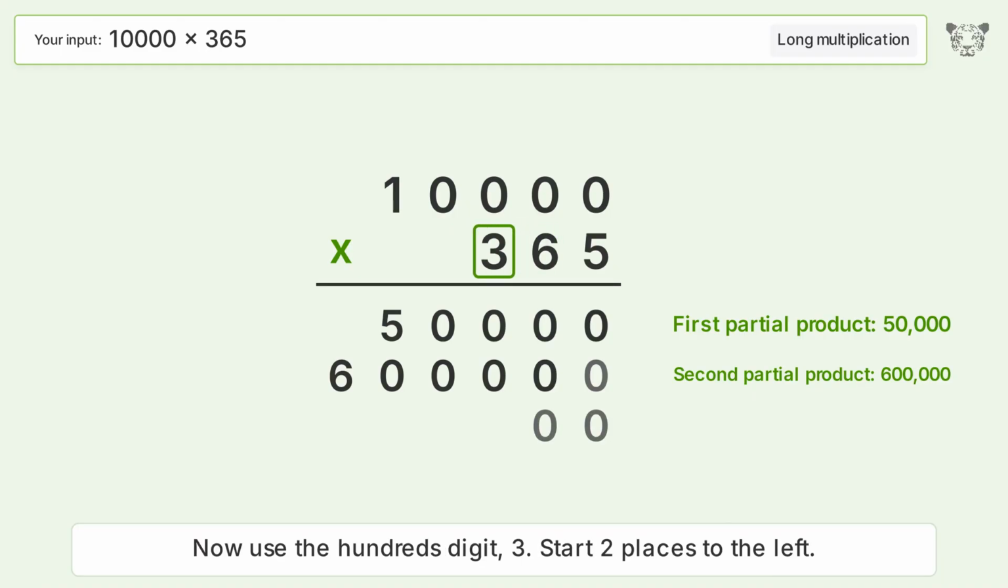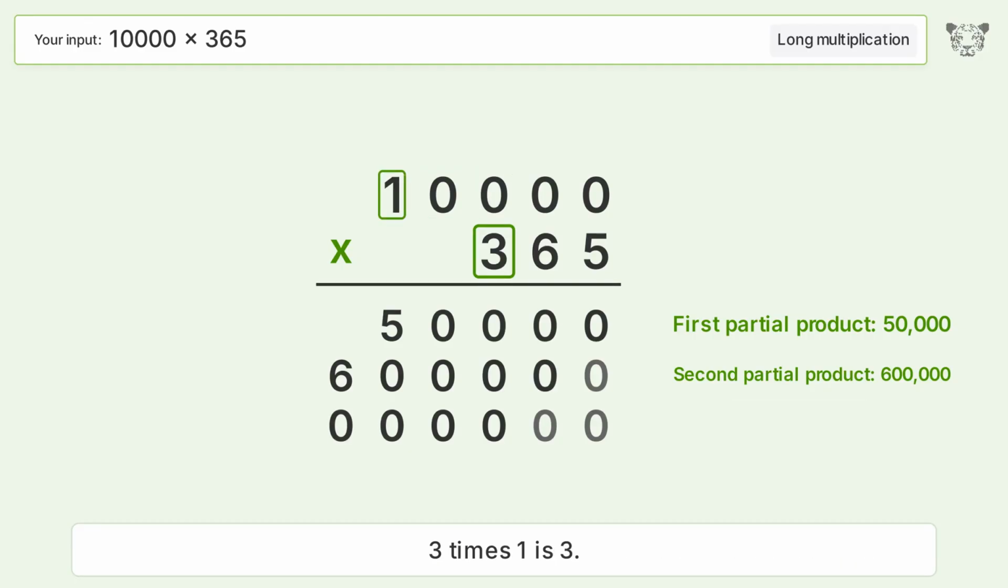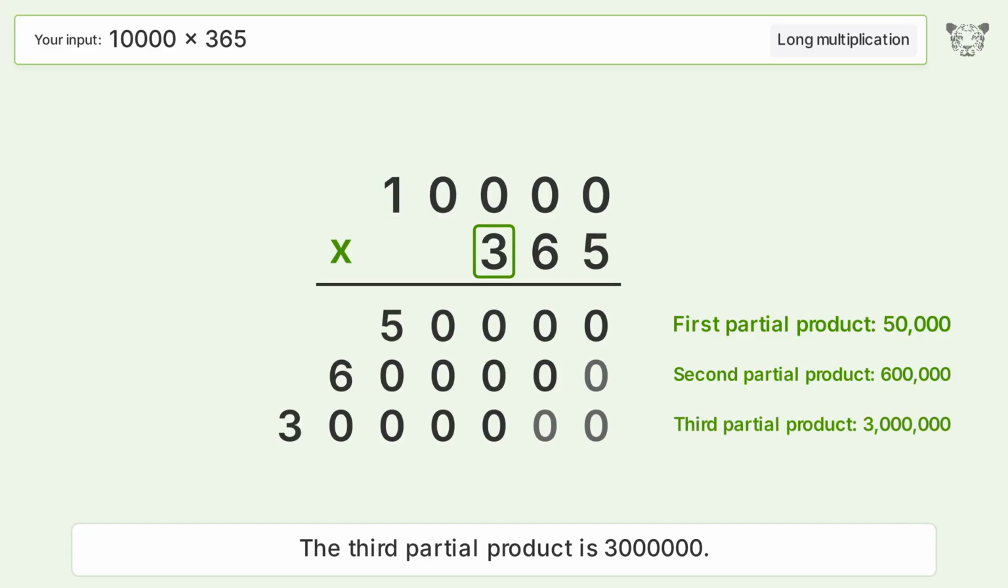Now use the hundreds digit, 3. Start 2 places to the left. 3 times 0 is 0. The next 3 digits are also 0, so those columns are 0 too. 3 times 1 is 3. The third partial product is 3 million.